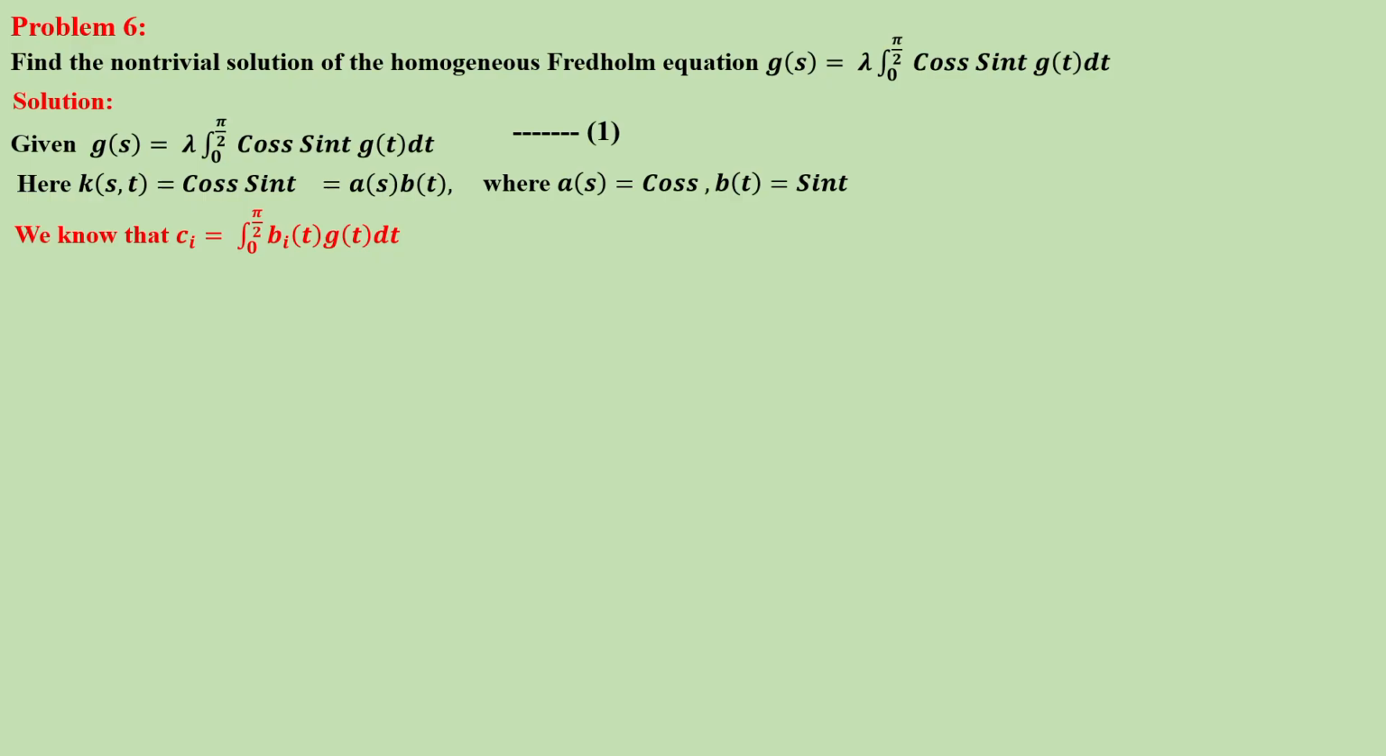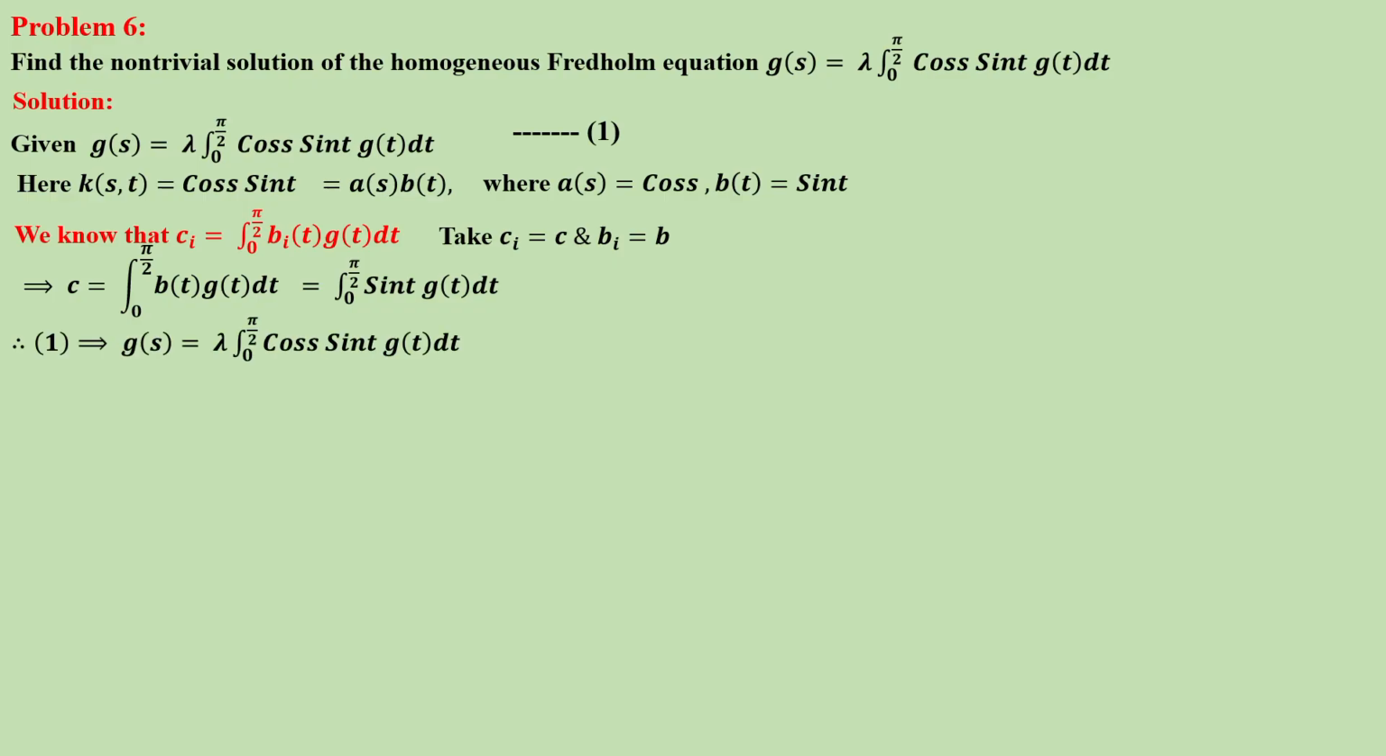So we are taking c_i as simply c and b_i as simply b. There are not more than one term, that is why we are taking it as it is. Otherwise you would have to take a1(s) and b1(t), and then c1 here. So avoid those things; I am taking directly c and b. So c = ∫ from 0 to π/2 of b(t) g(t) dt. Substituting the value of b(t), we get ∫ from 0 to π/2 of sin t g(t) dt.